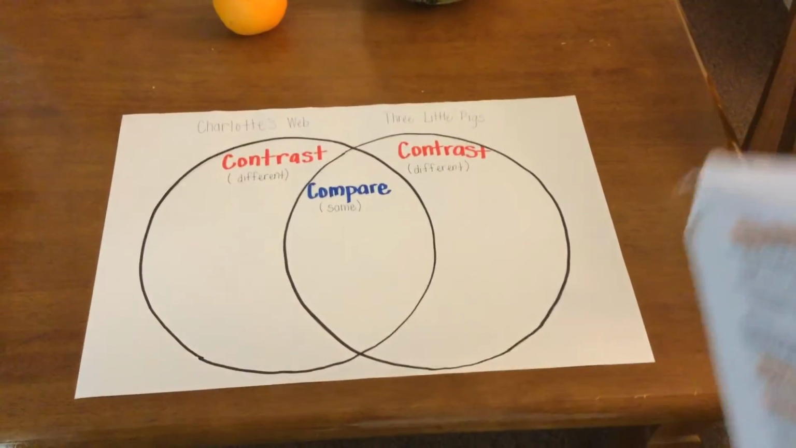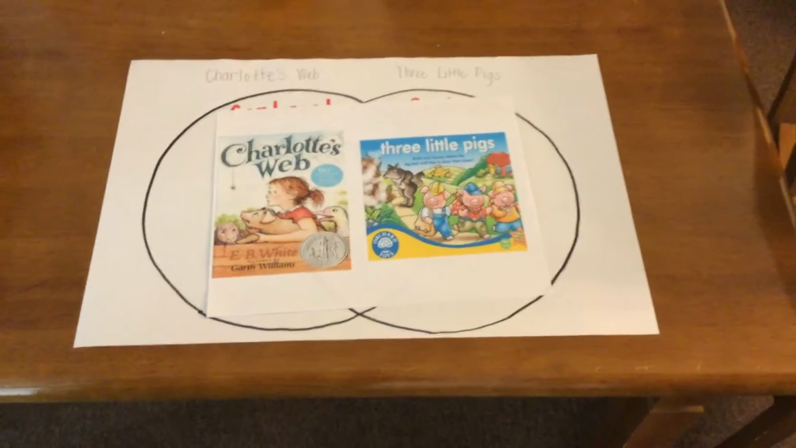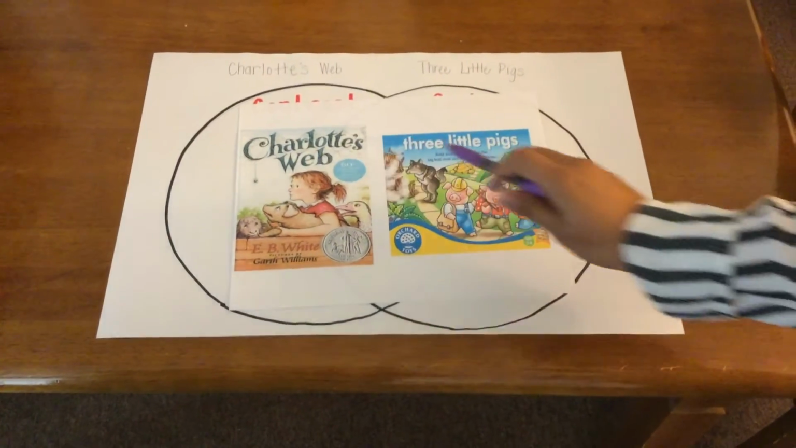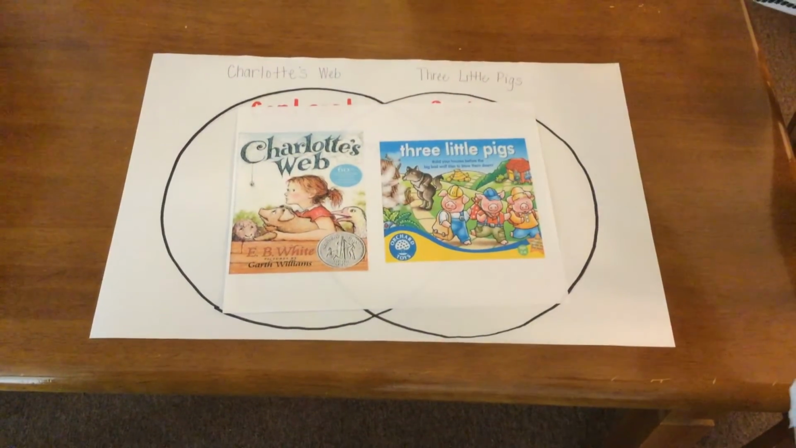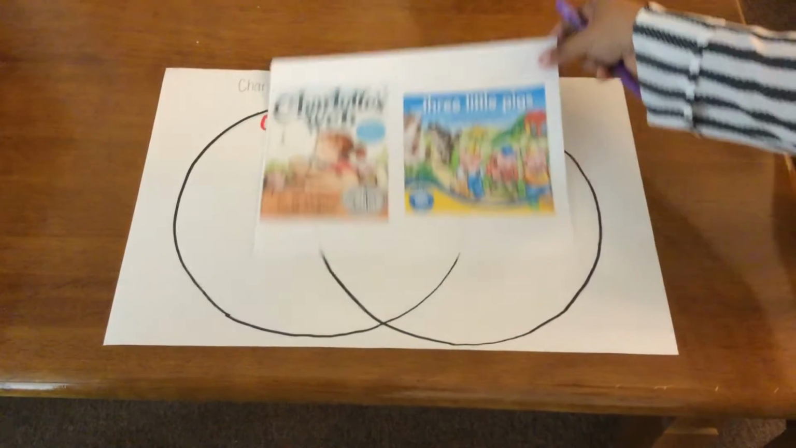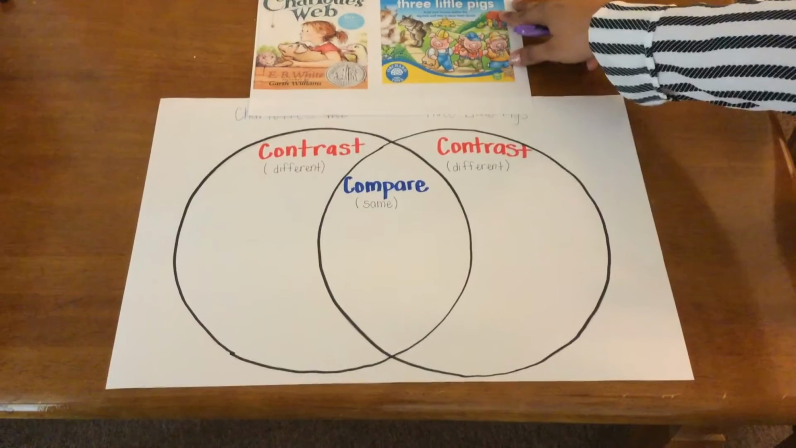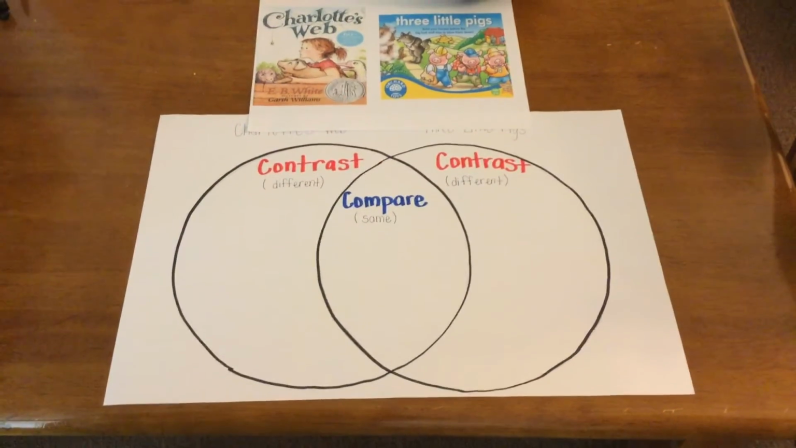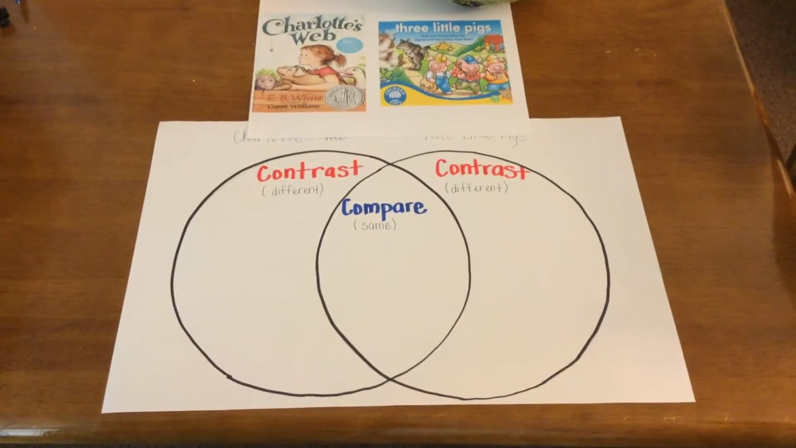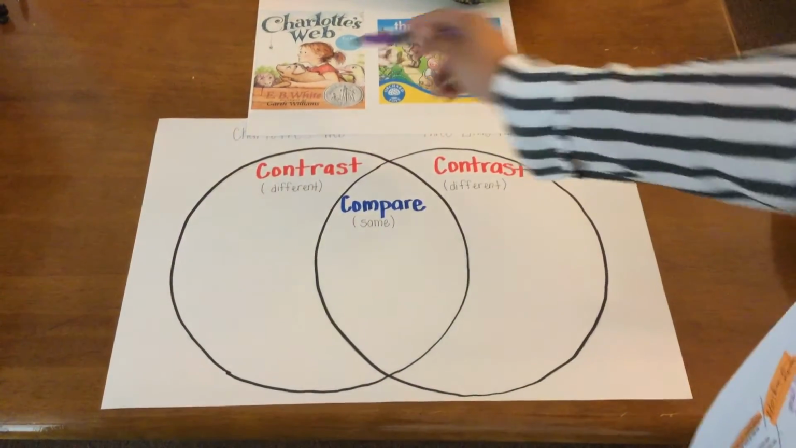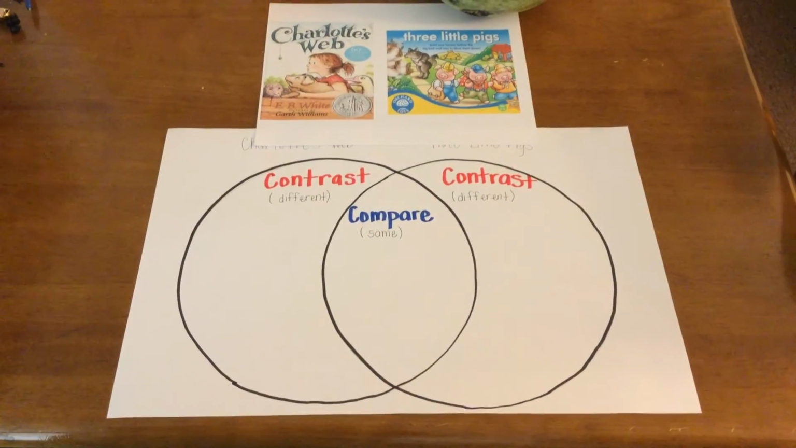That's the Venn diagram, but these are the stories that we are going to compare and contrast: Charlotte's Web and the Three Little Pigs. So, as you saw earlier, we want to find things that are different and how they are the same. So, put your thinking caps on and think how they are the same. And if you look at the picture, it gives you a big clue of how they are the same.